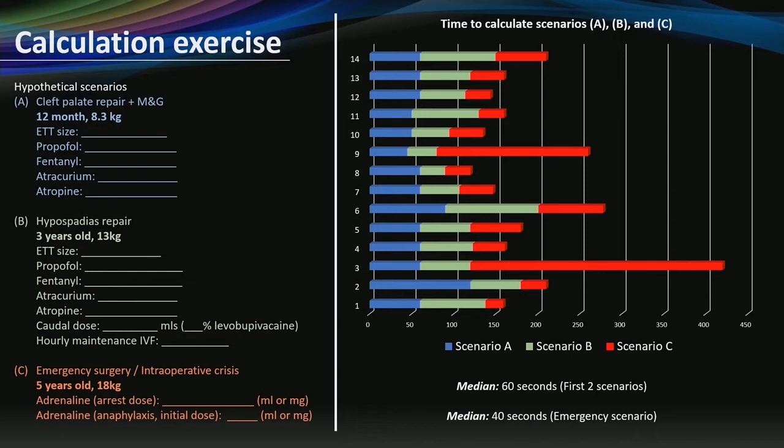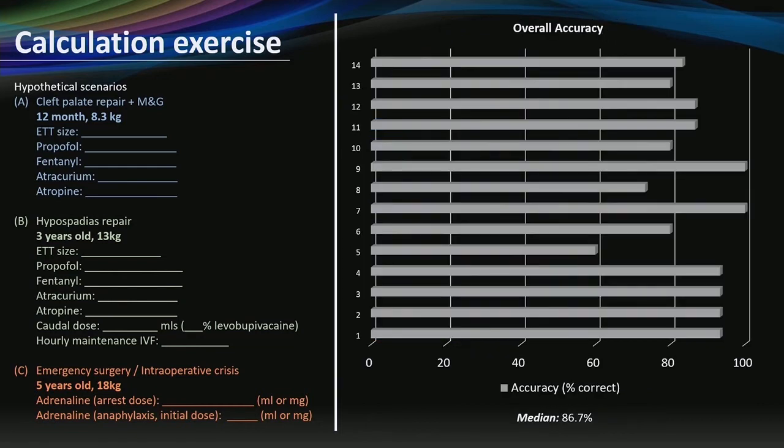The results are shown here on this graph. The median time taken to calculate the first two scenarios was 60 seconds each, and the time to calculate the third scenario, the emergency one, was very variable, and the median time to calculate this emergency was 40 seconds. Similarly, for the overall accuracy, our trainees did a pretty good job. They achieved an overall median accuracy of 86.7% correct, and 2 of the trainees got all the answers right.